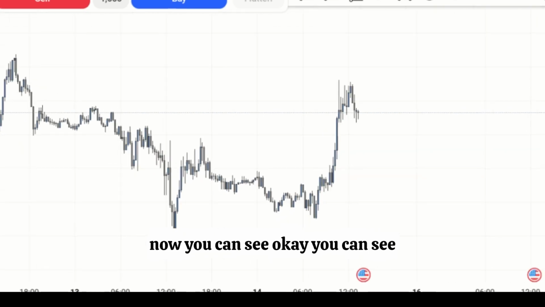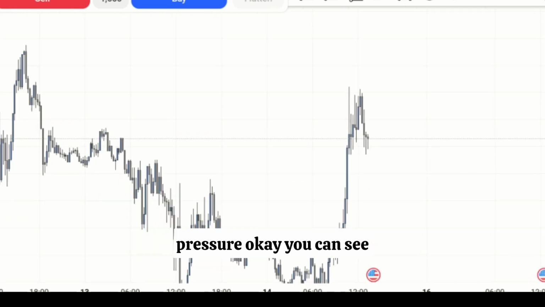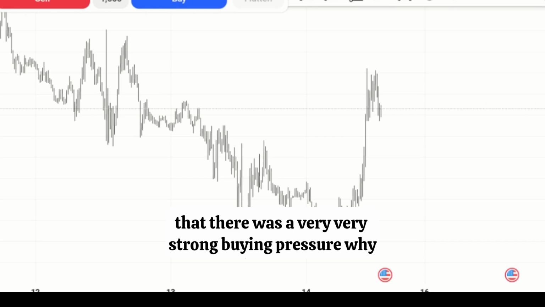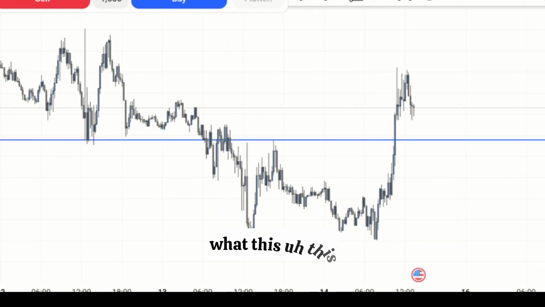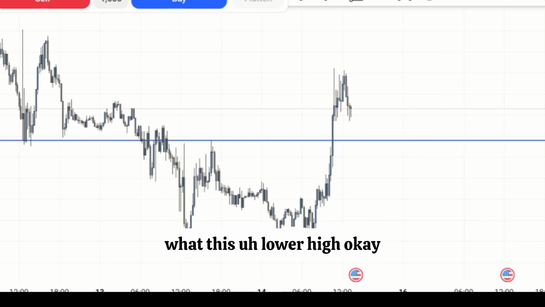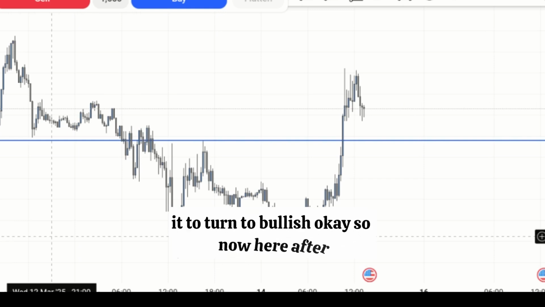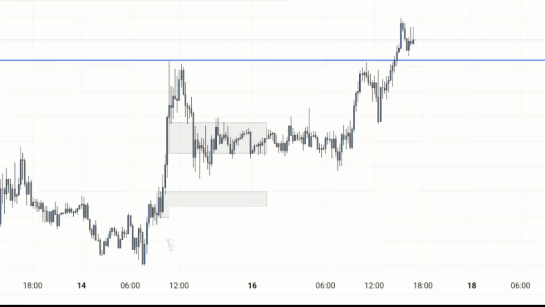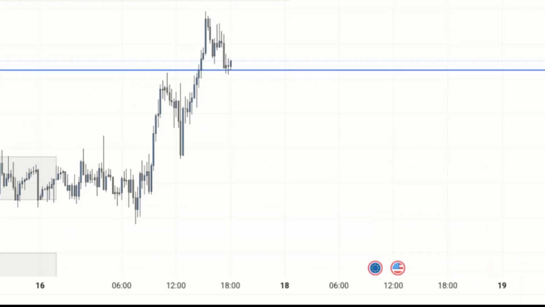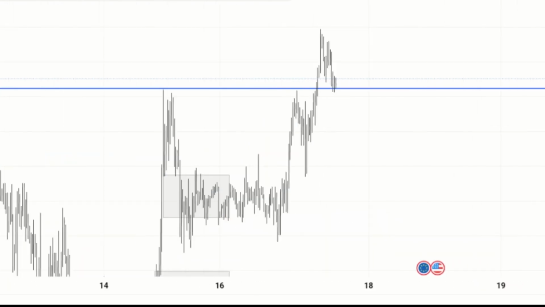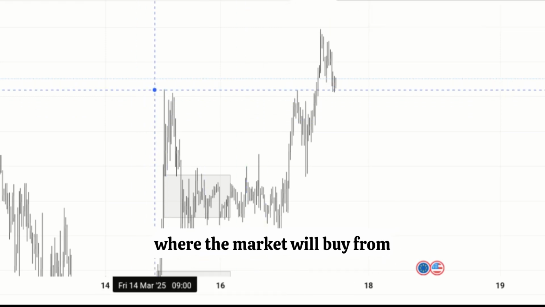You can see that there was a very strong buying pressure. Why? Because now it is a bullish trend. It broke this lower high that was here, turning the market bullish. As you can see right here, we have got another break of market structure. After getting another break of market structure, what should we look for? We look for another demand zone where the market will buy from.